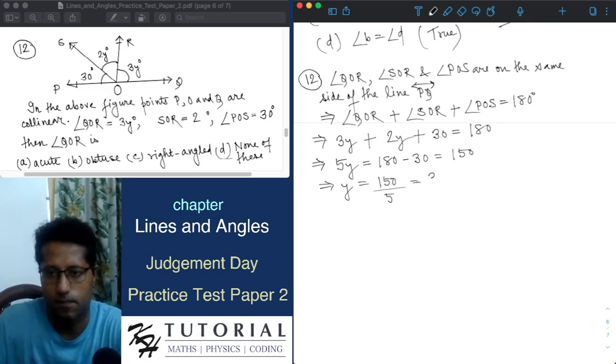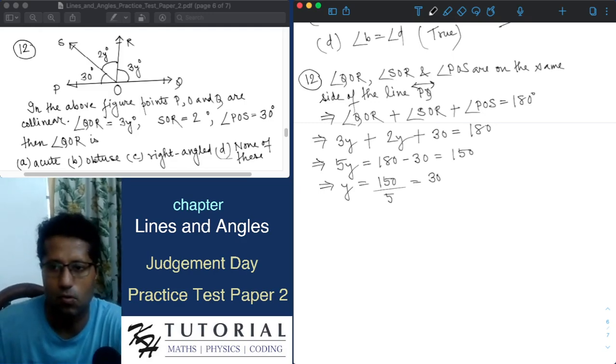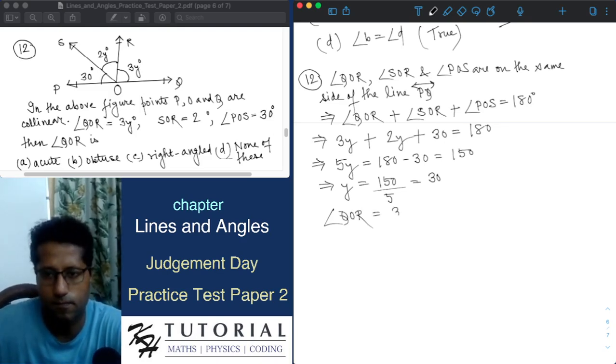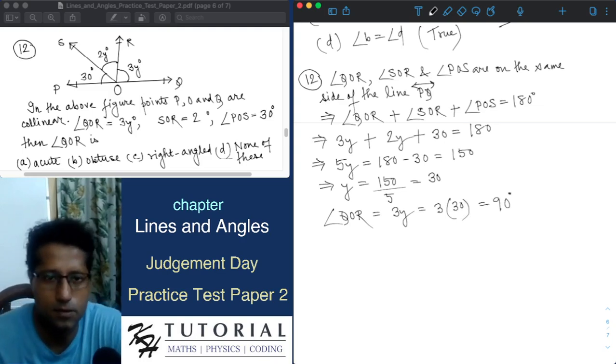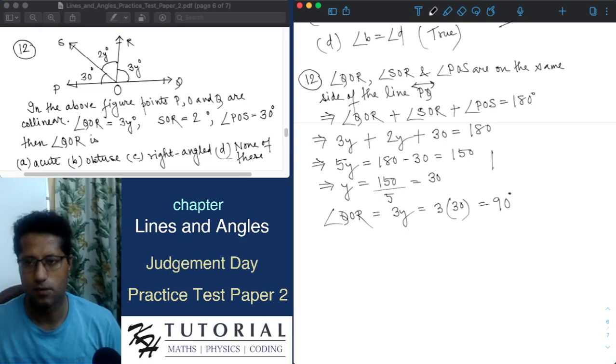This is 30. So what is angle QOR? Angle QOR is 3y. This is 3 into 30, that is 90. Angle QOR is 90 degrees. So the correct choice is right angle, that is choice C.